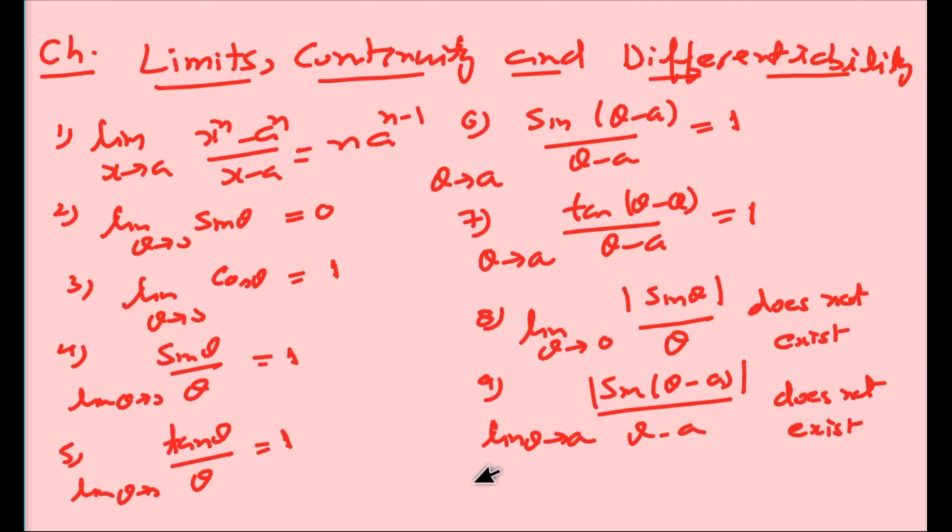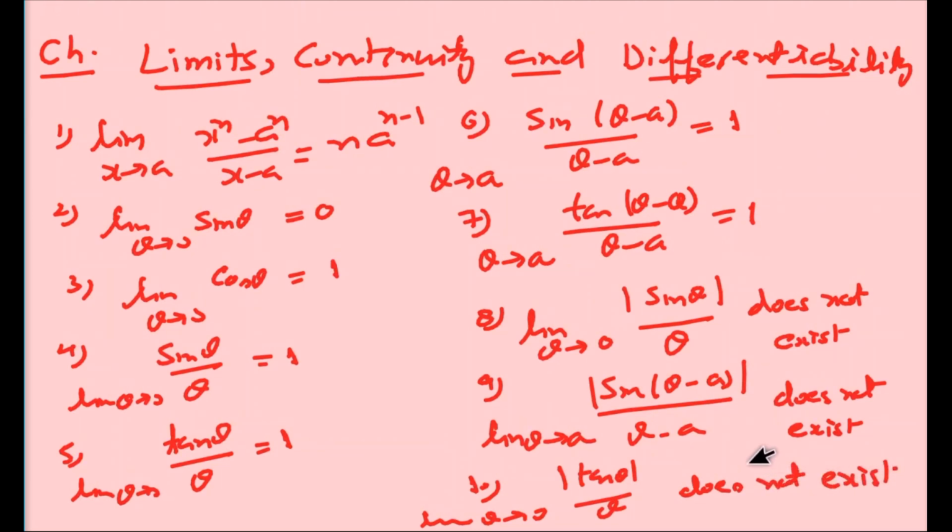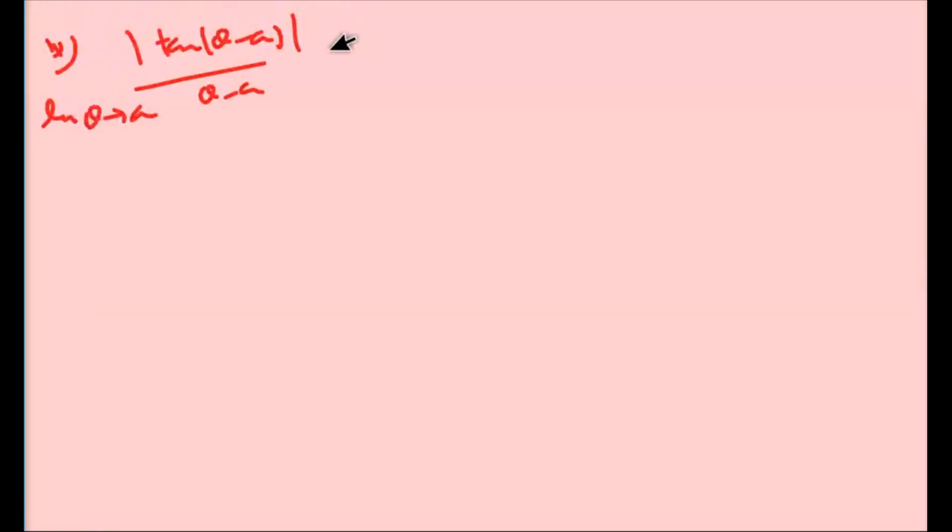Similarly, for mod of tan theta upon theta, theta tends towards 0, that also does not exist. And mod of tan of theta minus a upon theta minus a, limit theta tends towards a, it also does not exist.